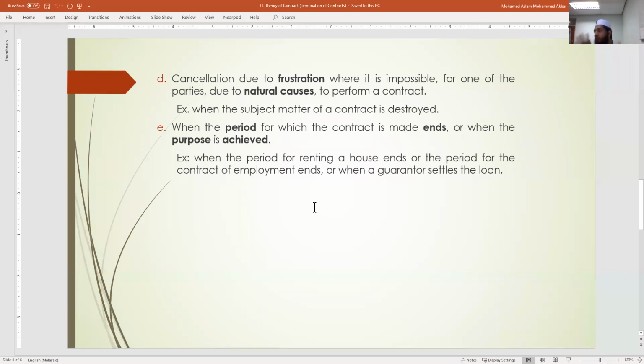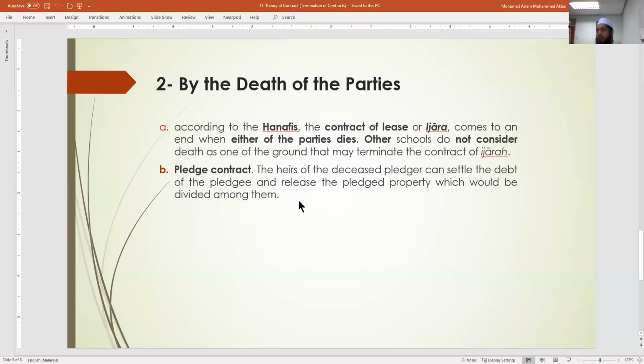If not, then your contract can be terminated. The same thing goes for the guarantor settling the loan. All of this happens at the end of the period. If the period ends, then it's quite simple to understand, the contract is terminated. Okay.